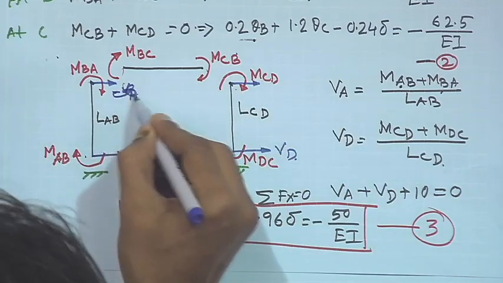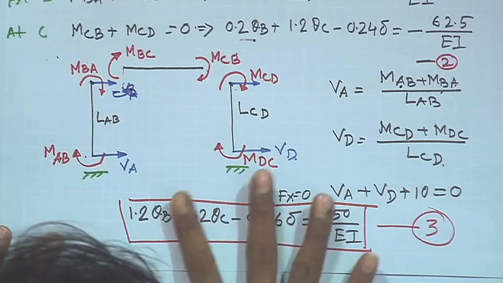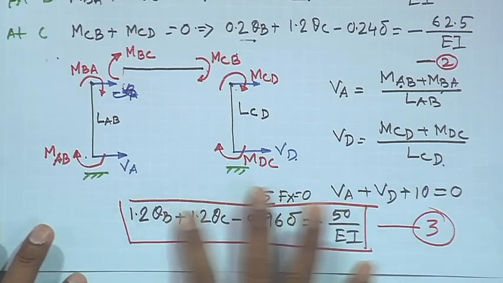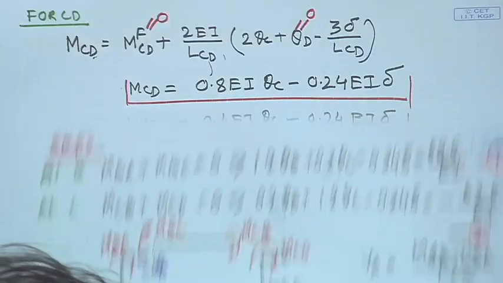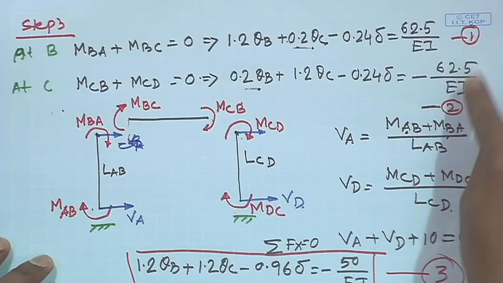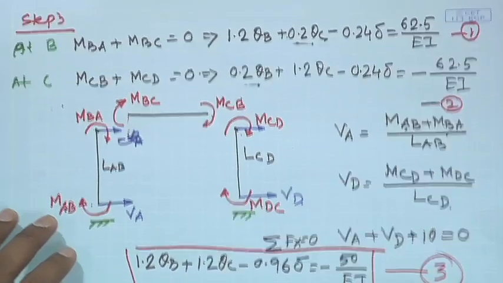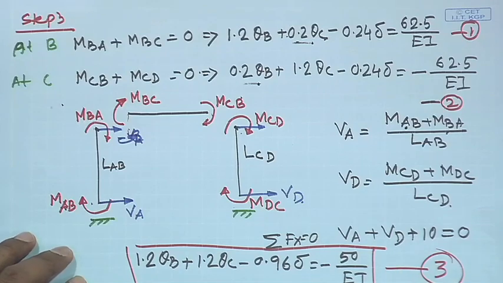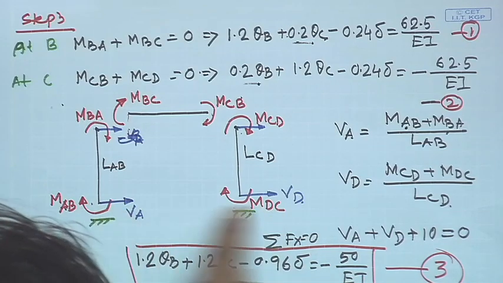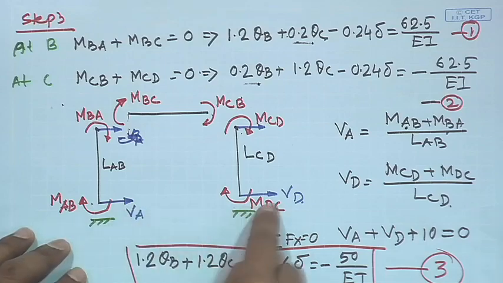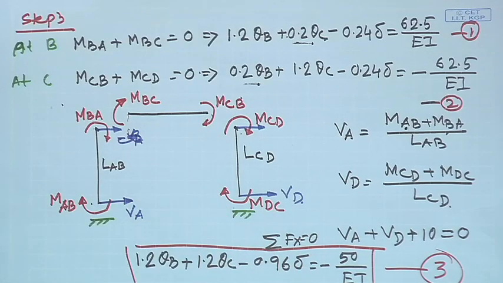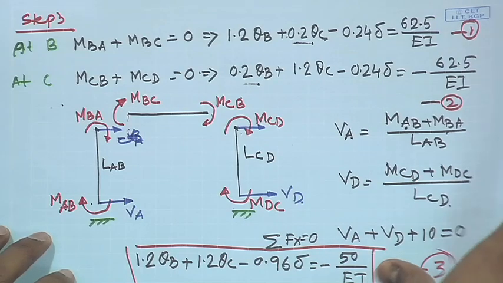Now, we have three equations. Two equations are the equilibrium at B and C, and another equation is obtained by equating the total shear force with the externally applied load. Okay. Now, the next step is again straightforward. The next step is we need to solve these equations.